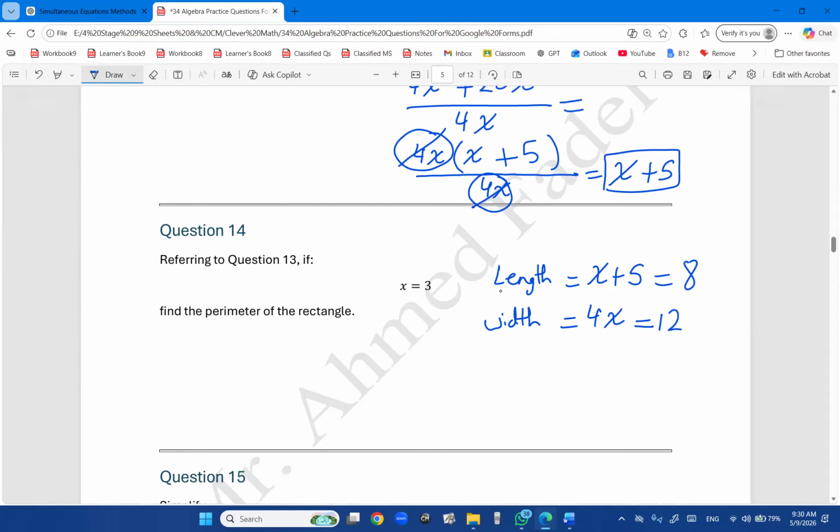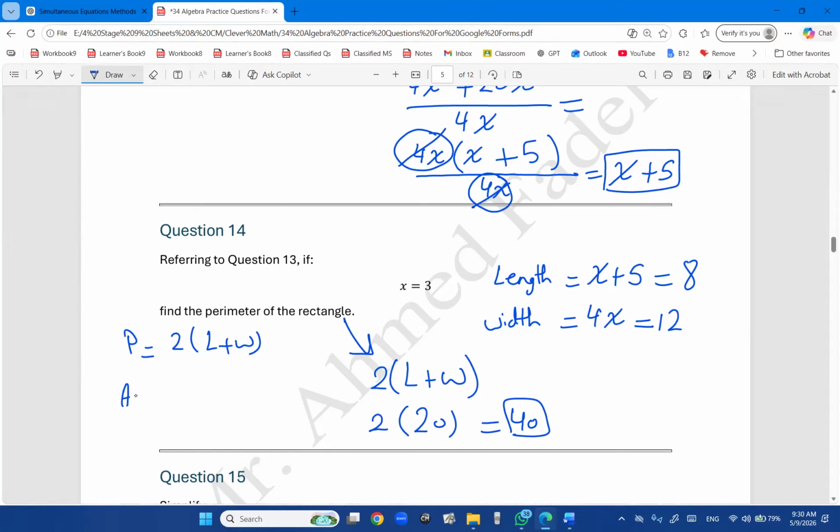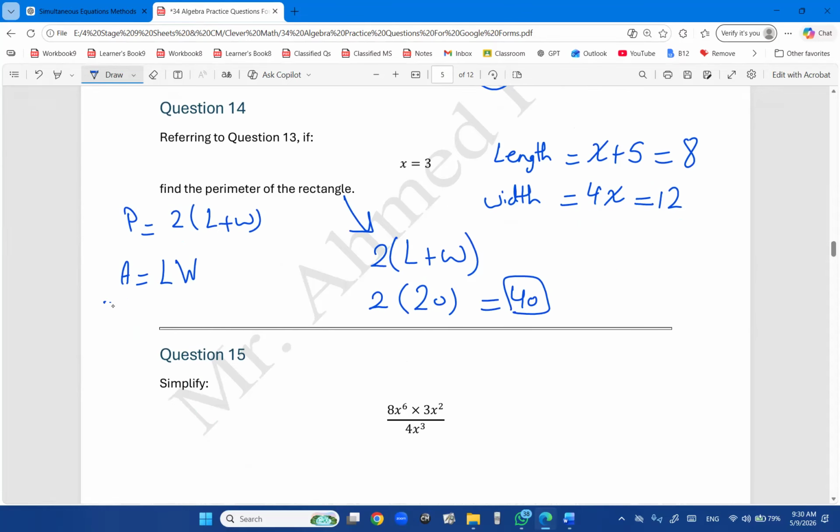So here, to find the perimeter of the rectangle, we said it is 2 multiplied by length plus width. So it is 2 multiplied by 8 plus 12, which is 20. So the perimeter is 40. You should remember this rule. For the perimeter, it is length plus width multiplied by 2. For the area of the rectangle, it is just L times W, which is length times width. Study and remember these two rules.